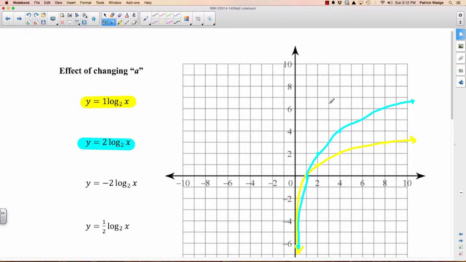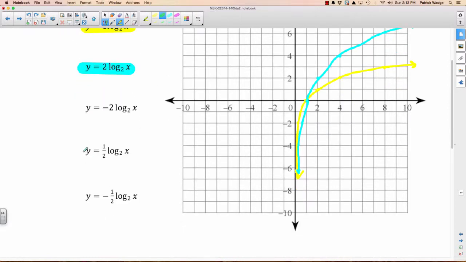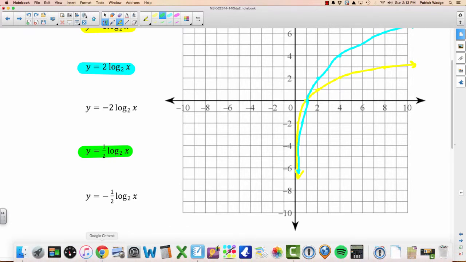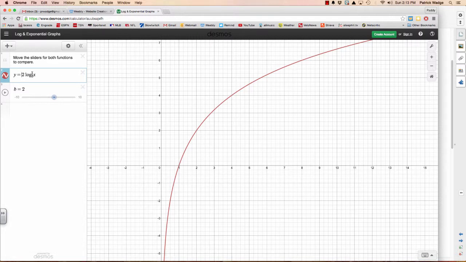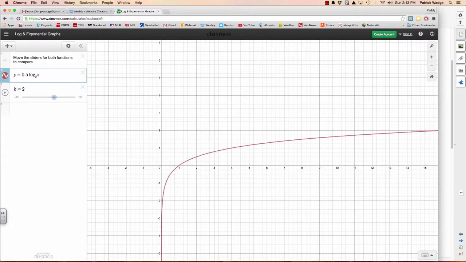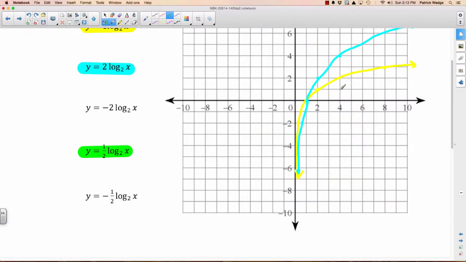Let's actually go down to the 1/2 next. So we'll do this one next. So let's go back to my graphing calculator and put 0.5, right? 1/2, 0.5, same thing. So I'll put that in. And I get this. So again, let's get a few points. Well, there's the (1, 0) point again. And this time we have (4, 1). And we also have (8, 1.5). And it went through the (1, 0) point again as well.